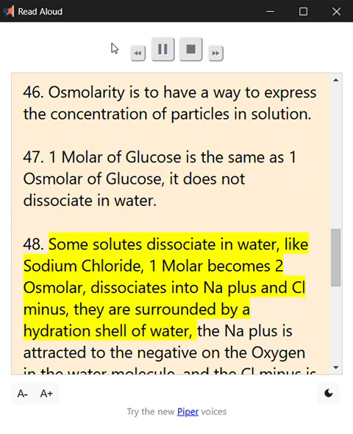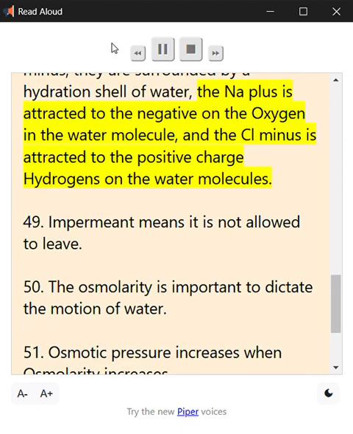48. Some solutes dissociate in water, like sodium chloride. 1 molar becomes 2 osmolar, dissociating into Na plus and Cl minus. They are surrounded by a hydration shell of water. The Na plus is attracted to the negative oxygen in the water molecule, and the Cl minus is attracted to the positively charged hydrogens on the water molecules. 49. Impermeant means it is not allowed to leave.